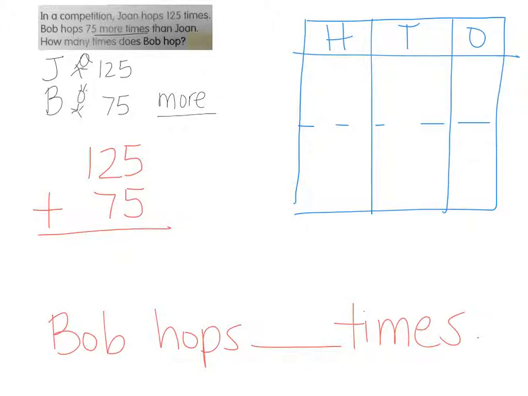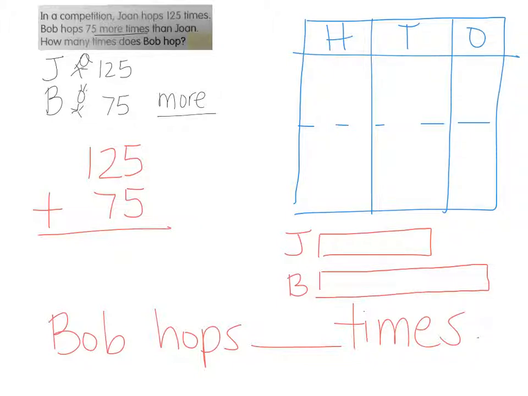Add those two numbers together. 125 plus 75. And I could draw even a better picture. Let me show you real quick. This is Joanne. She has 125. This is Bob. And Bob has more. Do you guys agree with my picture? Yeah. See? He has more. And he has these 75 more from here to here. That's more. Do you guys agree? And Joanne has from here to here 125. Do you see how Bob has that part that's more? Right here. This is a 75 more.